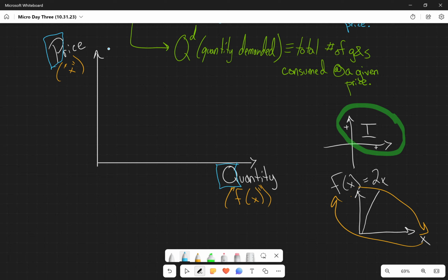If you sing the alphabet song to yourself, A, B, C, D, E, F, G, H, I, J, K, L, M, N, O, P, Q, right? The P comes before the Q. So similar to the alphabet, your price comes before the quantity when you are labeling the graphs from left to right. Does that make sense, the mnemonic?